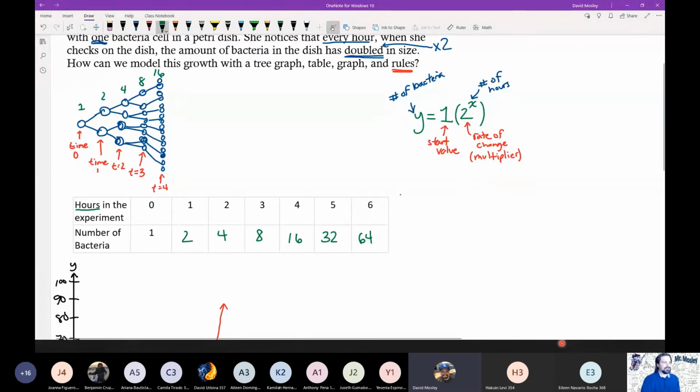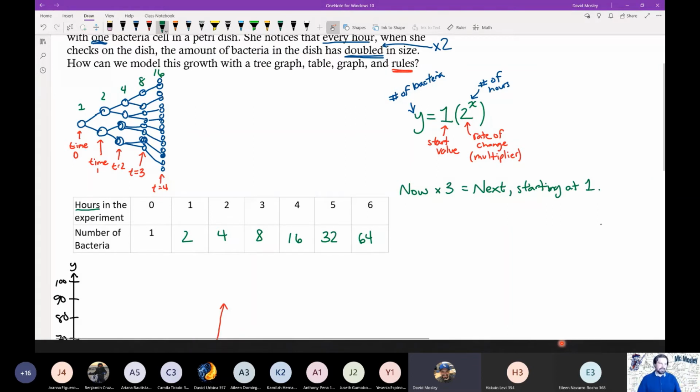Lastly, we have our next rule, which will be now times 2 equals next. Right? Starting at uno. And that's it.